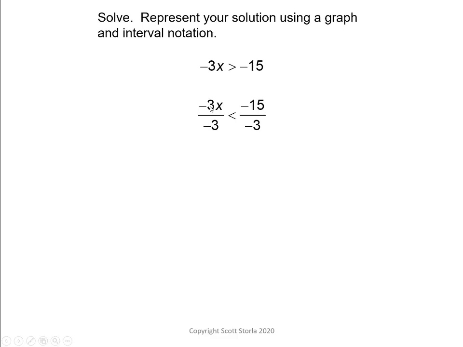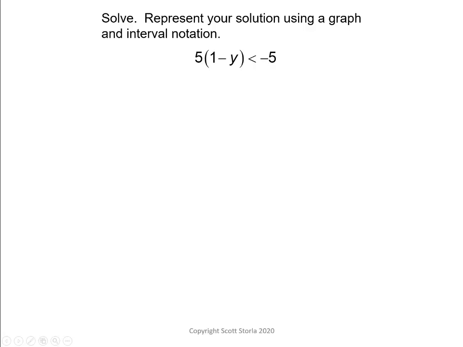On the left, negative 3 divided by negative 3 will be positive 1x, which is just x. On the right, I'll get 5. Here's my graph. Here's my interval notation. Because we're not equal to, make sure you're using a parenthesis. Try this one.